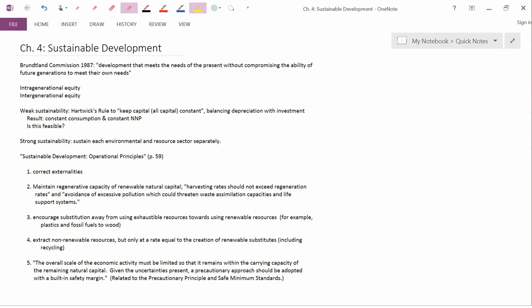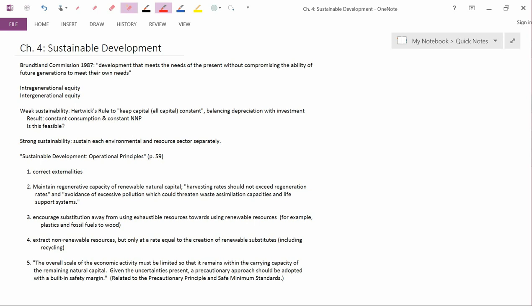There are two kinds of ethical questions that are raised: intragenerational equity, which is equity within one generation, but perhaps more, I don't want to say more important, but this discussion of sustainability highlights the second kind of equity, which is intergenerational equity, that is equity between members of different generations. Now, how can sustainability be achieved? Well, economists distinguish two different types of sustainability called weak sustainability and strong sustainability.